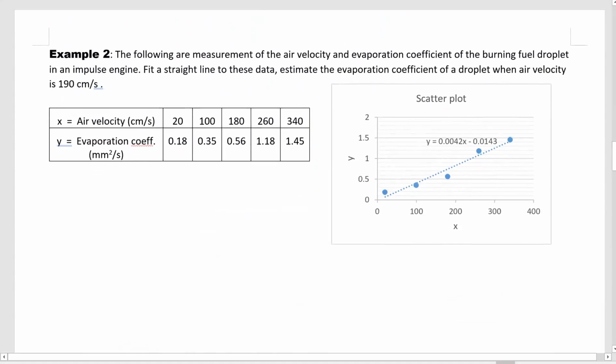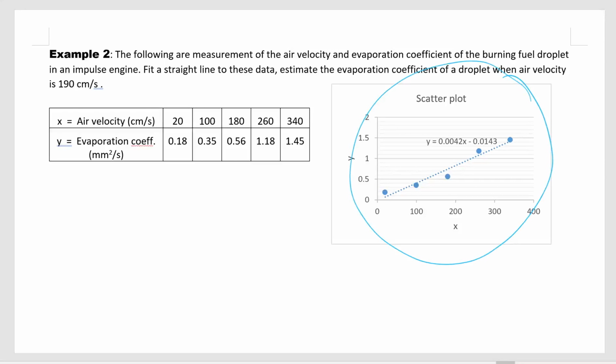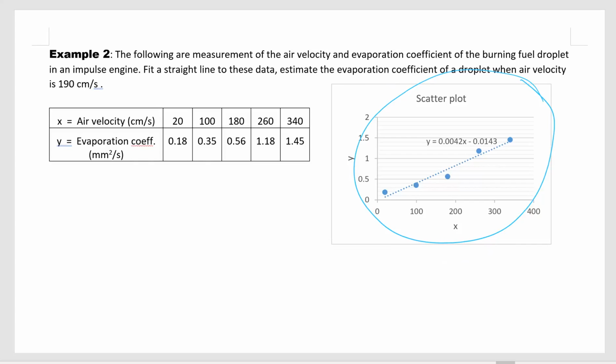Example 2. The following are measurements of the air velocity and evaporation coefficients of the boiling fluid droplets in an impulse engine. Fit a straight line to this data. Estimate the evaporation coefficients of a droplet when the air velocity is 190 centimeters per second. Okay, so you can see here we have the X and Y data. I provide you the scatter plot of the words, but in the exam I won't provide that. So I provide here so you can check it with your answer. So how do we type this in our calculator?